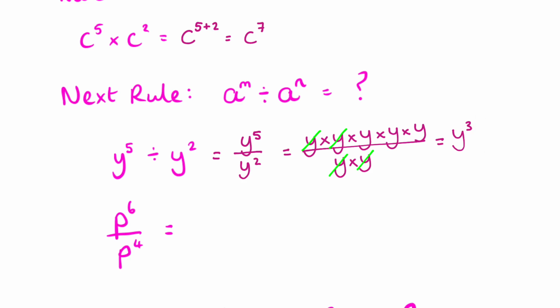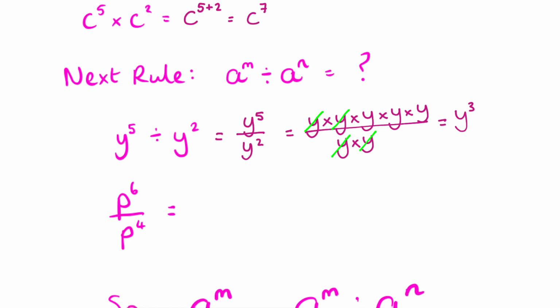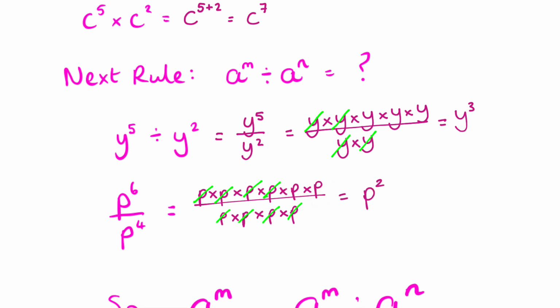So y to the power 5 divided by y to the power 2 is y to the power 3. Okay, let's have a look at this next one with p's in it. So again, we're going to write it out in full. So p to the power 6, p times p times p times p times p times p over p to the power 4, p times p times p times p. Right, so we're going to be cancelling like we did in the last one. So we can cancel any p on the top with any p on the bottom. So we can see that what we're left with here is just p times p, which is p squared.